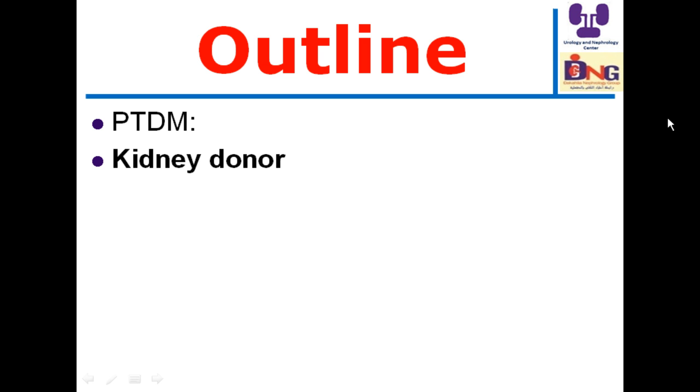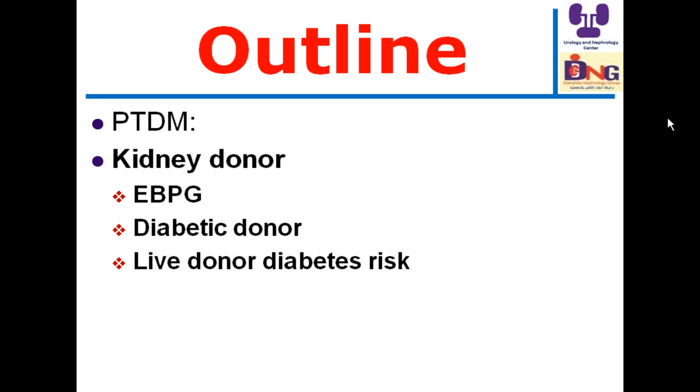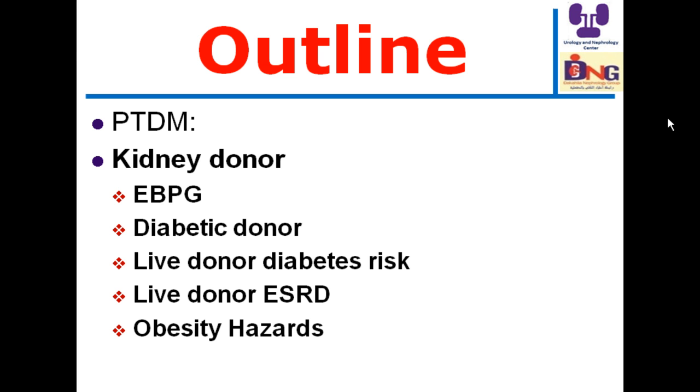Regarding donors, this is the last corner in this presentation. In the kidney donor sector, I'm going to highlight the European best practice guidelines, and then how to evaluate the diabetic. Are we going to use a diabetic person as a kidney donor? And then I'll answer the question, what about the live kidney donor's diabetes risk and end-stage kidney risk, because we should look at the donor as very precious, because he is voluntarily giving an organ, giving a life gift to the recipients. What about obesity hazards? And I'll end with the Mansoura experience.